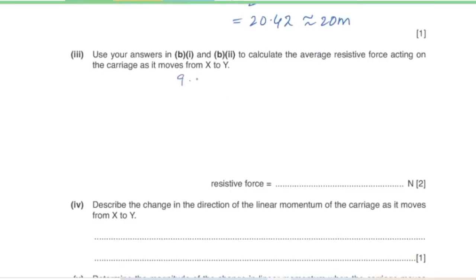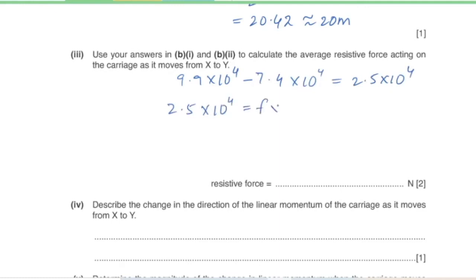So the work done against air resistance is going to be the decrease in kinetic energy minus the gain in potential energy, which is equal to 2.5 into 10 to the power of 4. Now work done against air resistance is equal to the resistive force into the distance it covers from X to Y, which is 20 meters, and hence we have the resistive force as 1250 newtons.